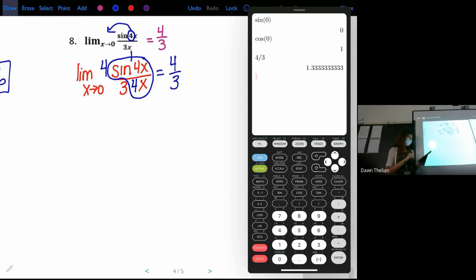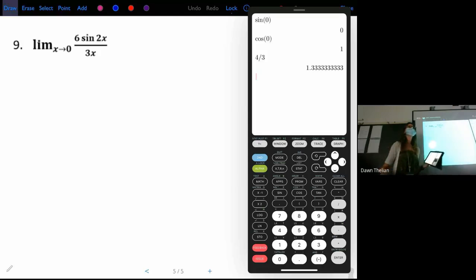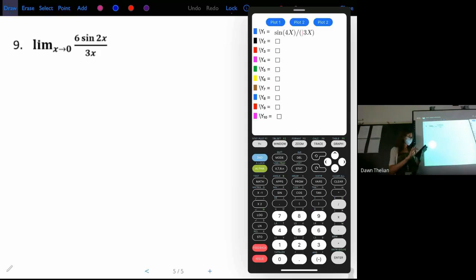All right, last one. Who thinks they got this one? Samantha? 1.82. Let's take a look at the graph. I got something different, but I want to see if maybe the graph was what was leading you there.